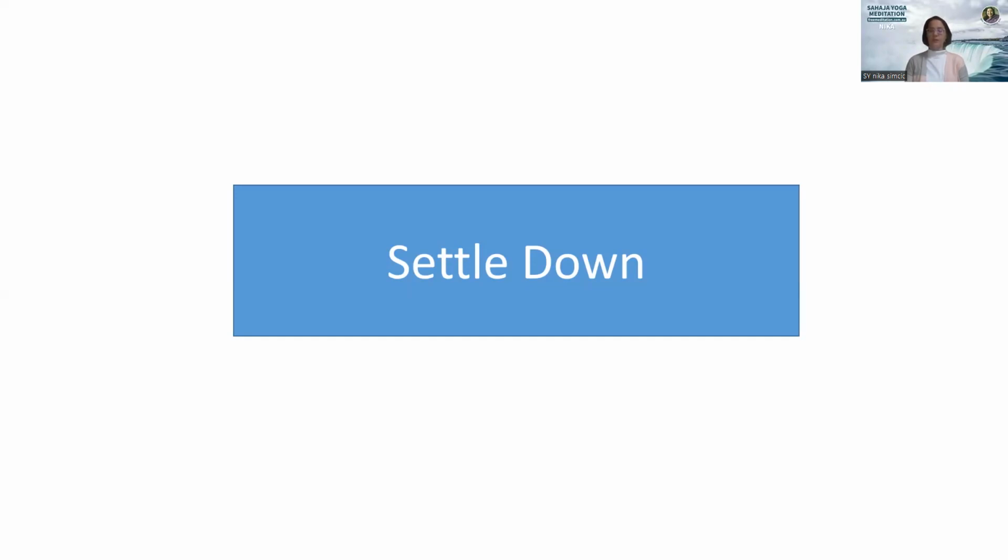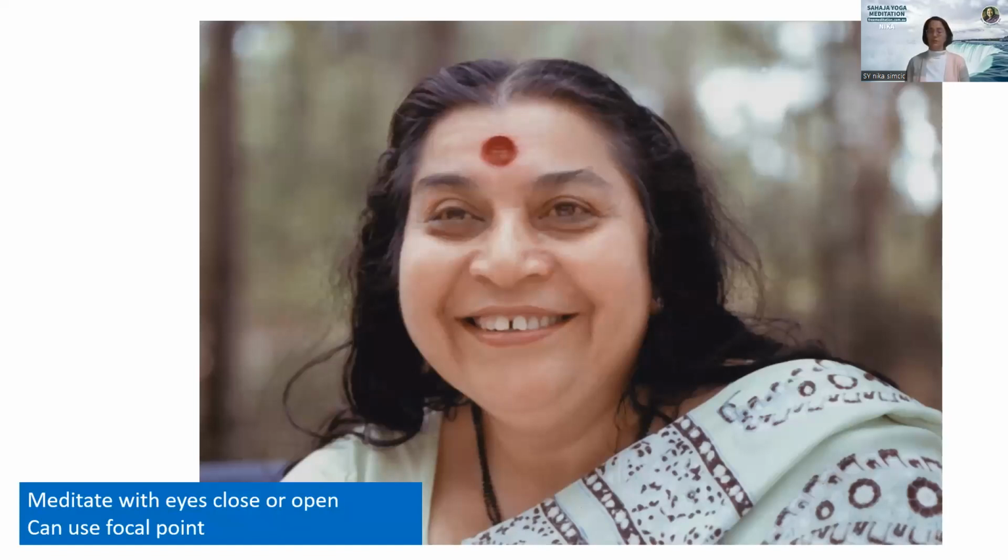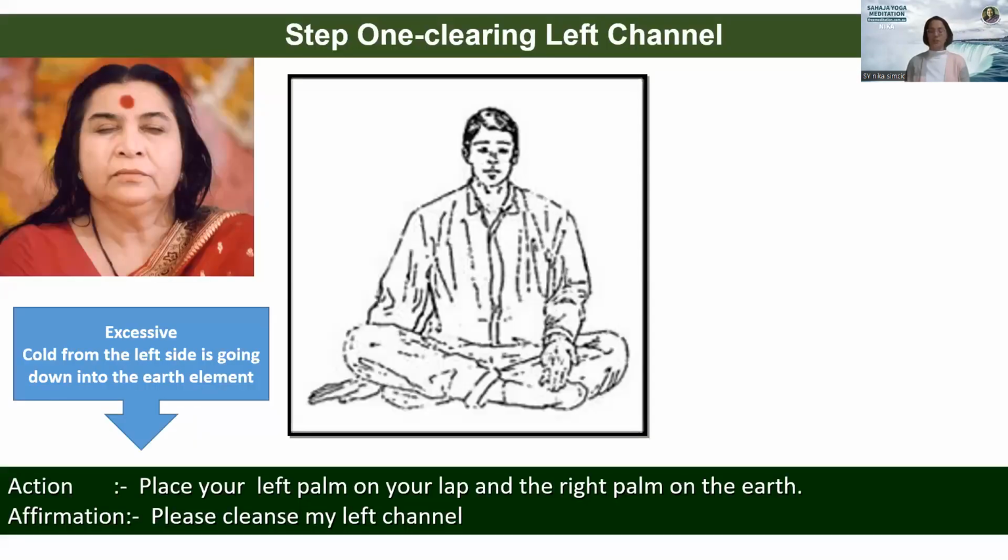So we'll start by balancing the left side. We'll take the right hand and bring it towards the ground. So the left hand stays on the left and the right hand goes towards the ground. And here we'll ask Mother Earth, Mother Earth, please pull out, absorb all my problems of the left side. Please absorb all the difficult stuff from the left side.